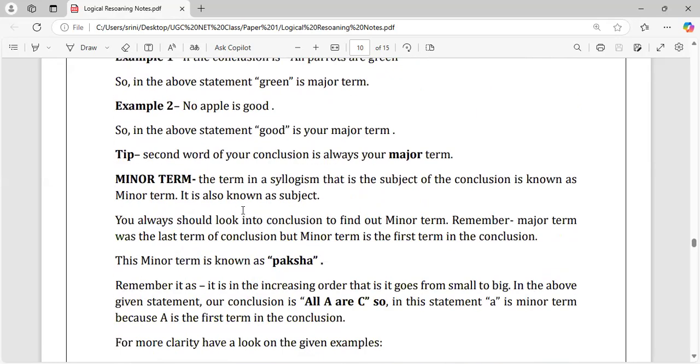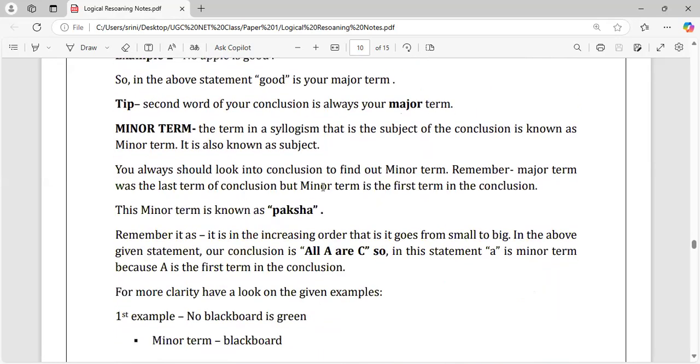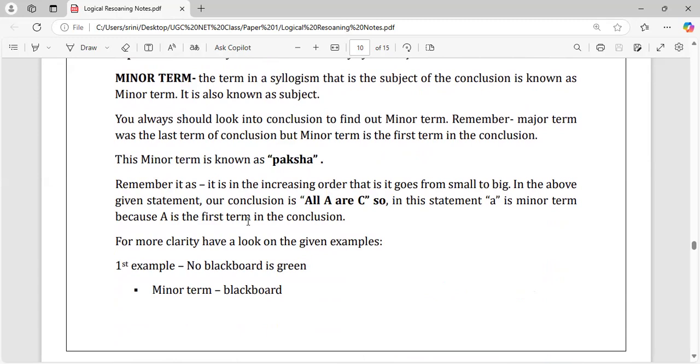Minor term: in a syllogism, the subject of the conclusion is known as the minor term. You should always look into the conclusion to find the minor term. Remember, the major term was the last term of the conclusion, but the minor term is the first term of the conclusion. The minor term is also known as paksha in Indian logic. Remember, it is in increasing order, from small to big. In the above statement, our conclusion is all A are C, so A is the minor term because A is the first term in the conclusion.